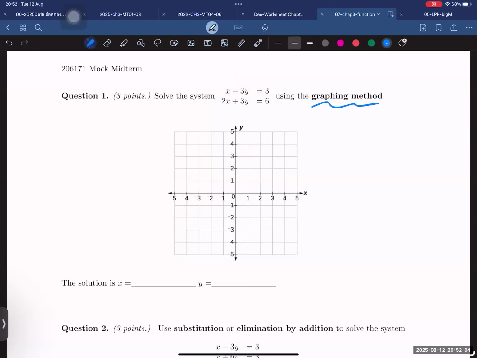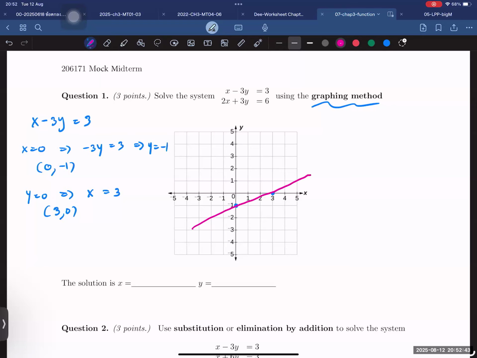For example, the first one, x minus 3y equal to 3. If x is 0, what is y? So we have minus 3y equal to 3. So y is minus 1, right? So we got 0 and minus 1. And another one, if y is 0, what is x? So we got x equal to 3. So we got 3 and 0. So this right here, and we got 3 and 0, so right there.